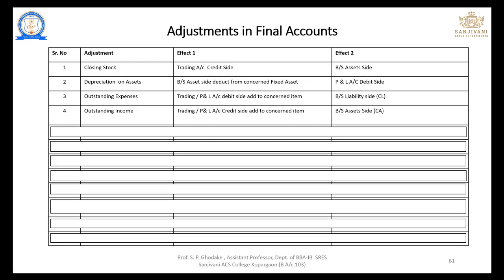Then the next adjustment, that is outstanding income. The effect of the outstanding income is trading account or profit and loss account credit side, added to the concerned item, and the second effect is balance sheet asset side, that is current asset.